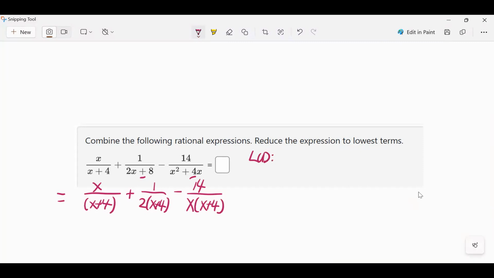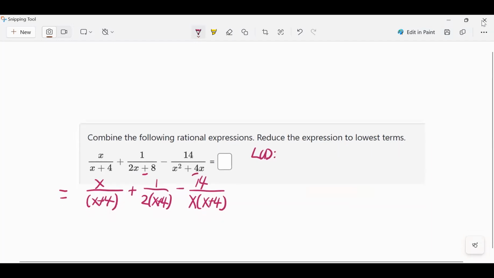Yeah, so sorry, I muted myself. So LCD, first of all, we factor the second term, and then the third term, we get this. And LCD is going to be 2 times x times x plus 4.